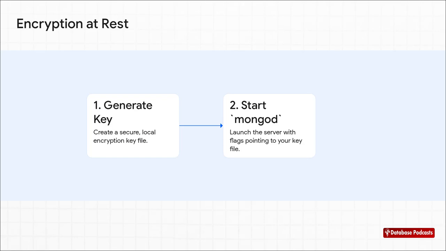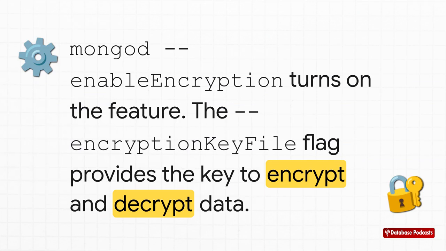The good news here is that turning on encryption at rest is surprisingly simple. Just like with our internal authentication, the process starts by generating a secure key file. After that, you just restart your database server with a couple of new flags that point to that encryption key. That's it. And here is the command that makes all the magic happen. That --enableEncryption flag just turns the feature on, and the --encryptionKeyFile flag tells MongoDB where to find the key it needs to encrypt and decrypt your data files on the fly. MongoDB just handles the rest in the background, completely transparently.